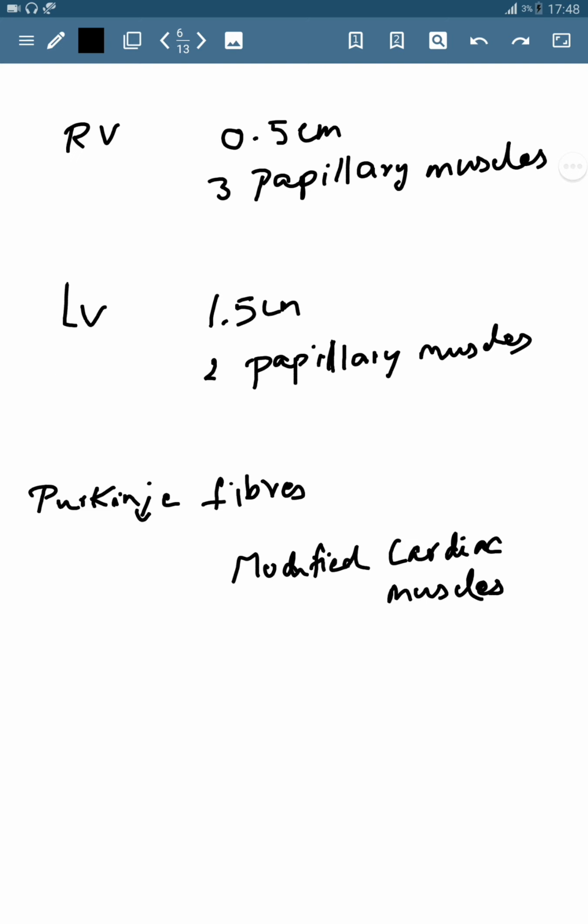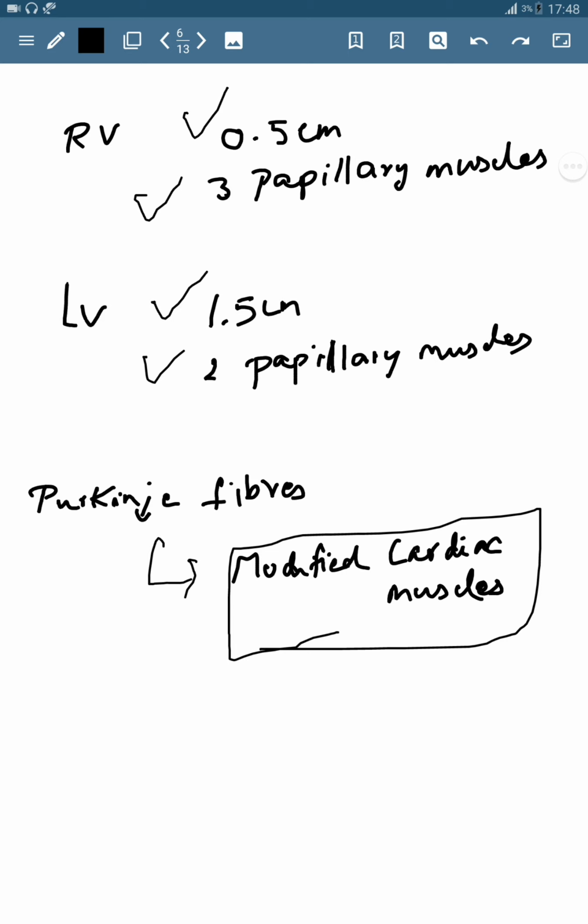Then the right ventricle wall is 0.5 centimeter. The left ventricle is 1.5 centimeter, and the right ventricle has 3 papillary muscles and the left ventricle has 2 papillary muscles. This repeated MCQ has been asked. And Purkinje fibers are modified cardiac muscles which will be discussed in the physiology of the heart.